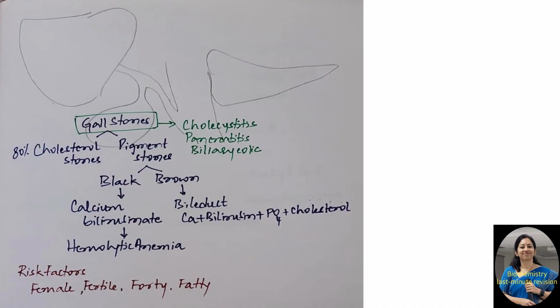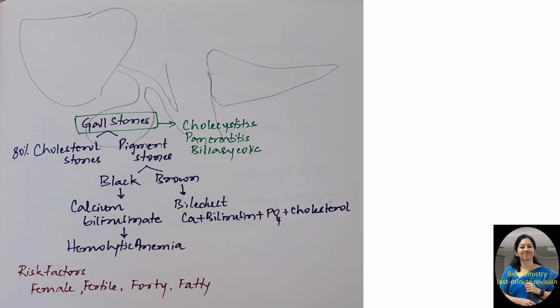Okay. Now coming to the clinical significance part, the gallstones. Too much cholesterol can precipitate as gallstones, and 80% of the gallstones are made up of cholesterol. The remaining 20% are pigment stones, and these can be either black or brown pigment stones. The black pigment stones are usually made up of calcium bilirubinate, commonly seen in hemolytic anemia. Hemolytic anemia is a condition where there is excess breakdown of the RBC, and so this bilirubin along with calcium precipitates and forms the pigment type of gallstones.